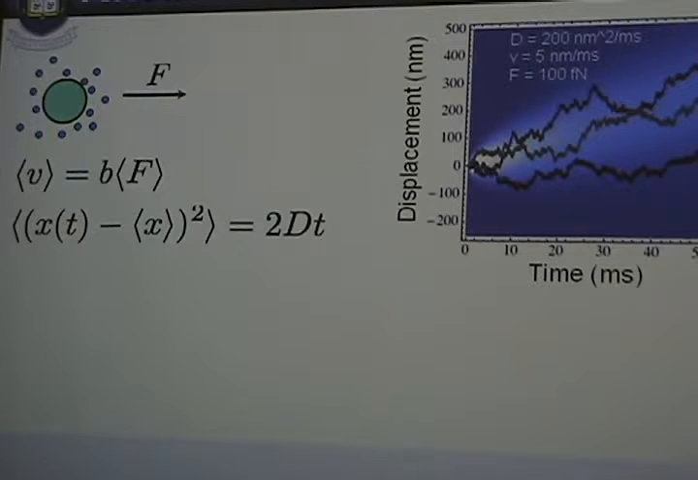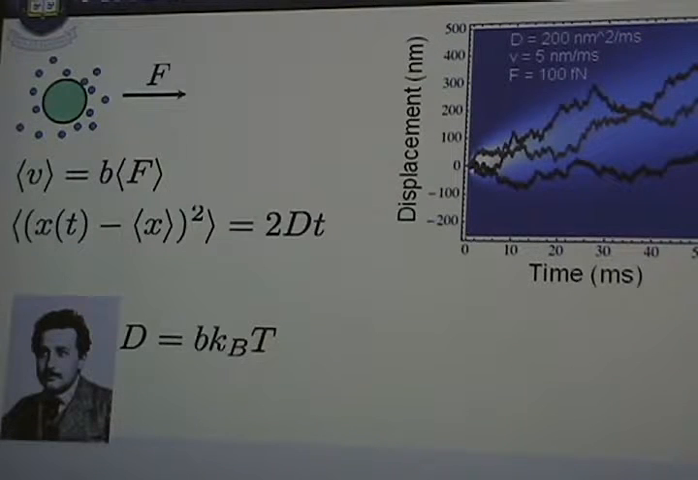Okay, so thanks to Einstein, we know that these two things are related. This diffusion coefficient and this hydrodynamic mobility are very intimately related. It's one of the first, I think the first example of a fluctuation-dissipation relationship. Einstein told us that this D is just related to this B.